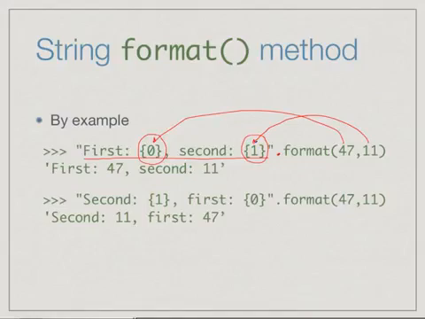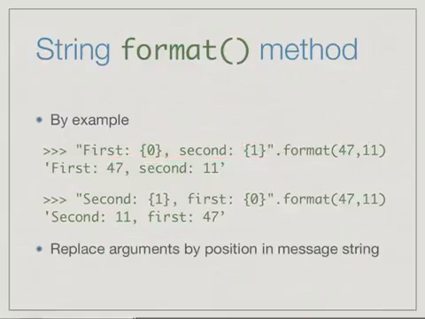So if I actually take this string and I pass it to Python, the resulting thing is first colon 47, second colon 11, because the first argument, the brace 0, is replaced by the first argument of format, 47, and the second is replaced with the second. Now, the positions determine the names, so they don't have to be used in the same order. So we could first print argument 1 and then print argument 0, as the second example shows. So essentially, this version of format allows us to pass things into a string by their position in the format call. Okay, so we're replacing arguments by position.